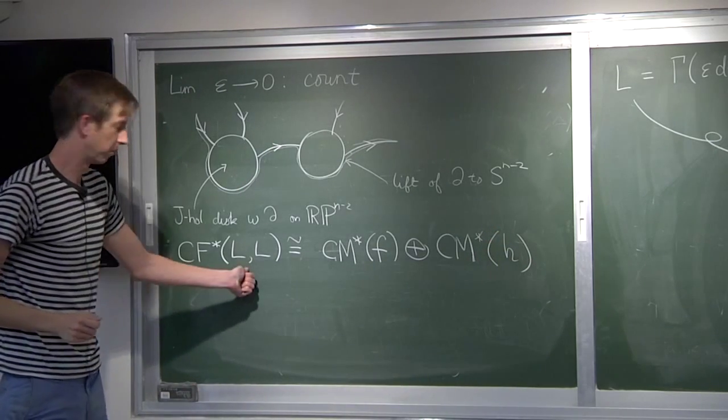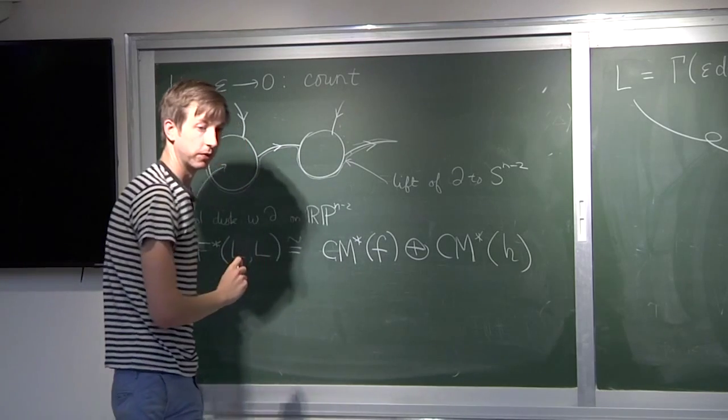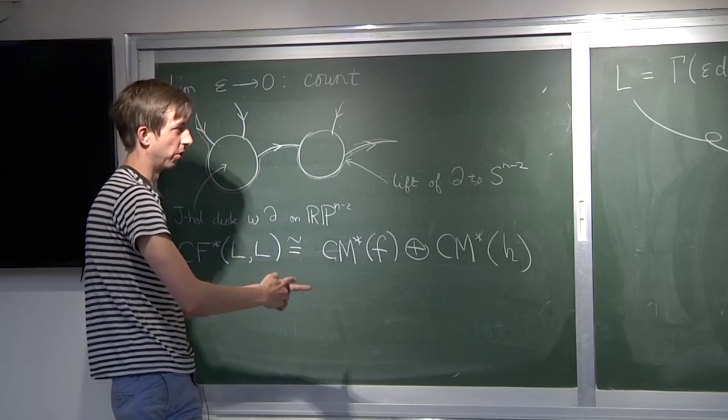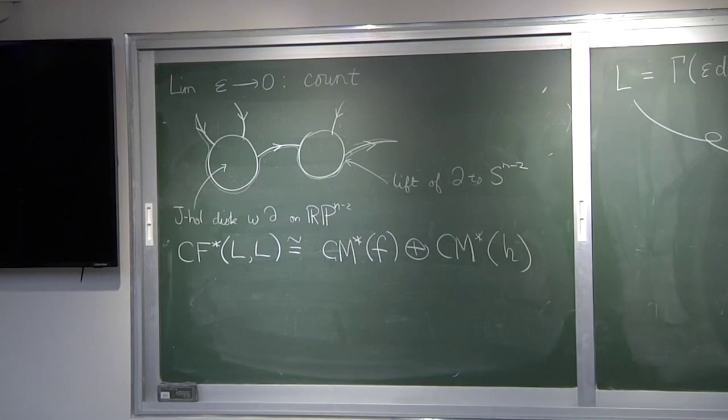The flow cohomology was critical points appear twice. So here are two antipodal points. They're both critical points, yes. And this is one self-intersection point that appears twice.